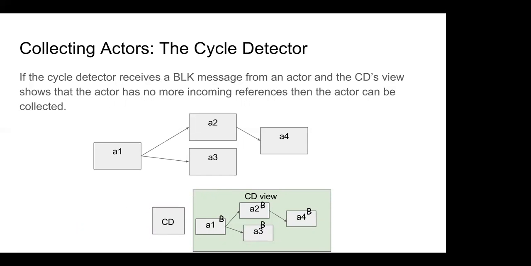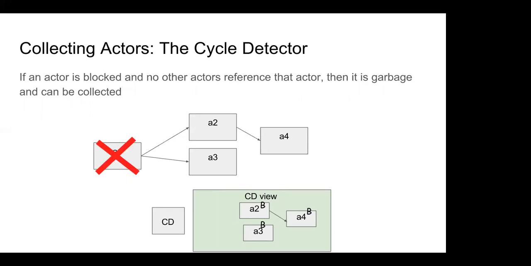If the cycle detector receives a block message from an actor and its view shows that the actor has no more incoming references, then the actor can be collected. So if you look at actor A1, it is blocked and it doesn't have any incoming references. Nothing points to A1. It's blocked, nothing points to it, so it's dead. So A1 can be collected and the cycle detector updates its view of the world.